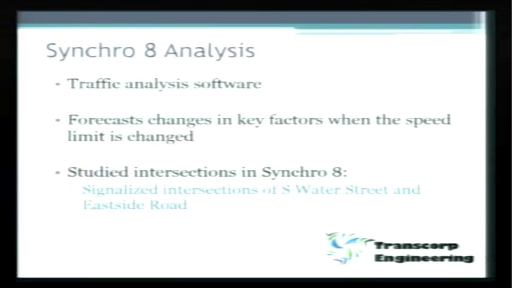The volumes gathered from those intersections were then analyzed in the traffic analysis software called Synchro 8. This software forecasts the changes in key factors when the speed limit is changed, in our case.